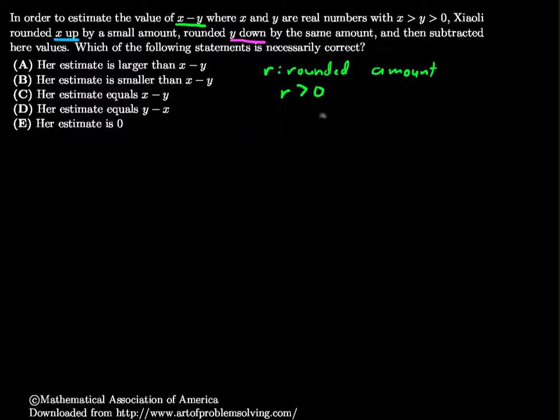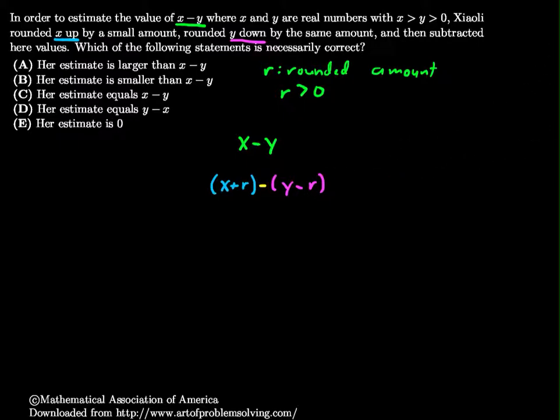So what we have here, we have x minus y is our original difference. But we round x up, so we do x plus the rounding amount. And we take away, we round y down, so y minus the rounding amount. So we have a bigger number here, but a smaller number here. And I can tell right off the bat that this is going to be larger, but let's finish this off.